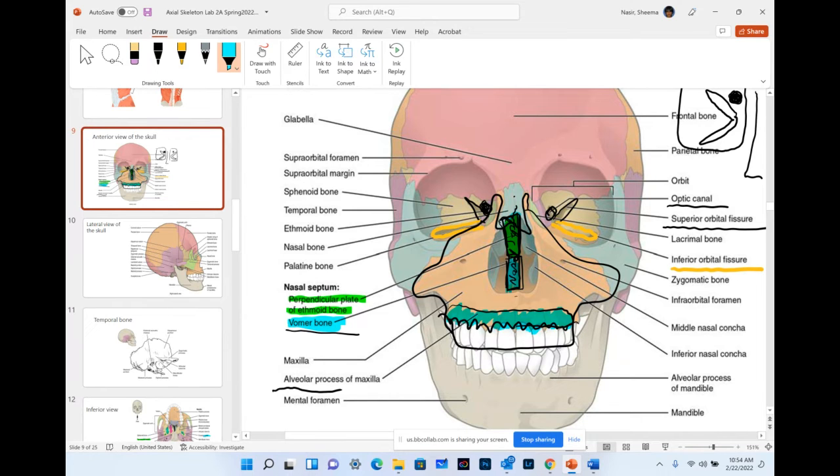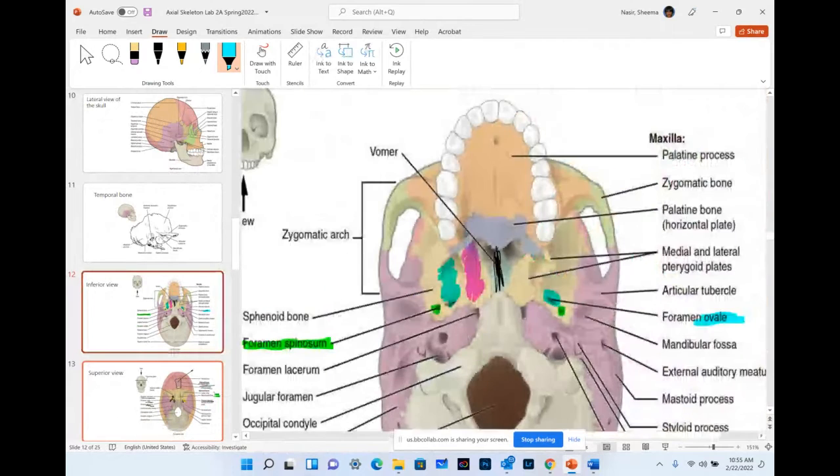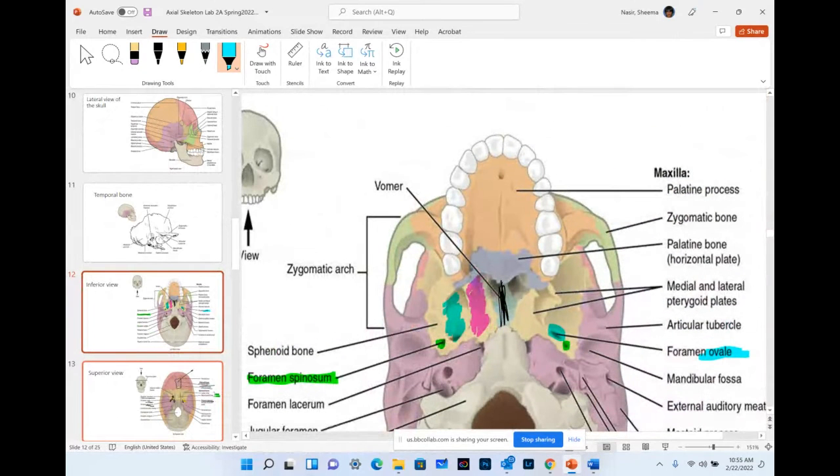Now, over here, also pay attention to this hole. Do you see these holes? These are your infraorbital foramen, pretty clear. Now we are going to turn it upside down and look on the underneath. Underneath means we are looking at the upper jaw. See the upper jaw?